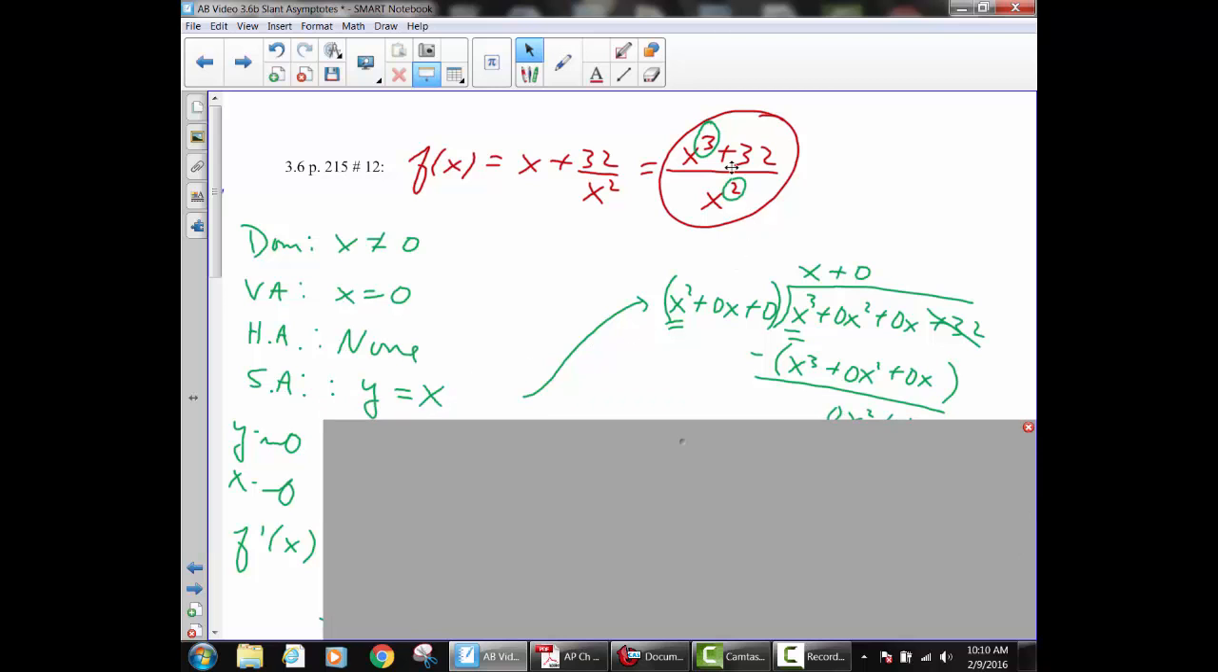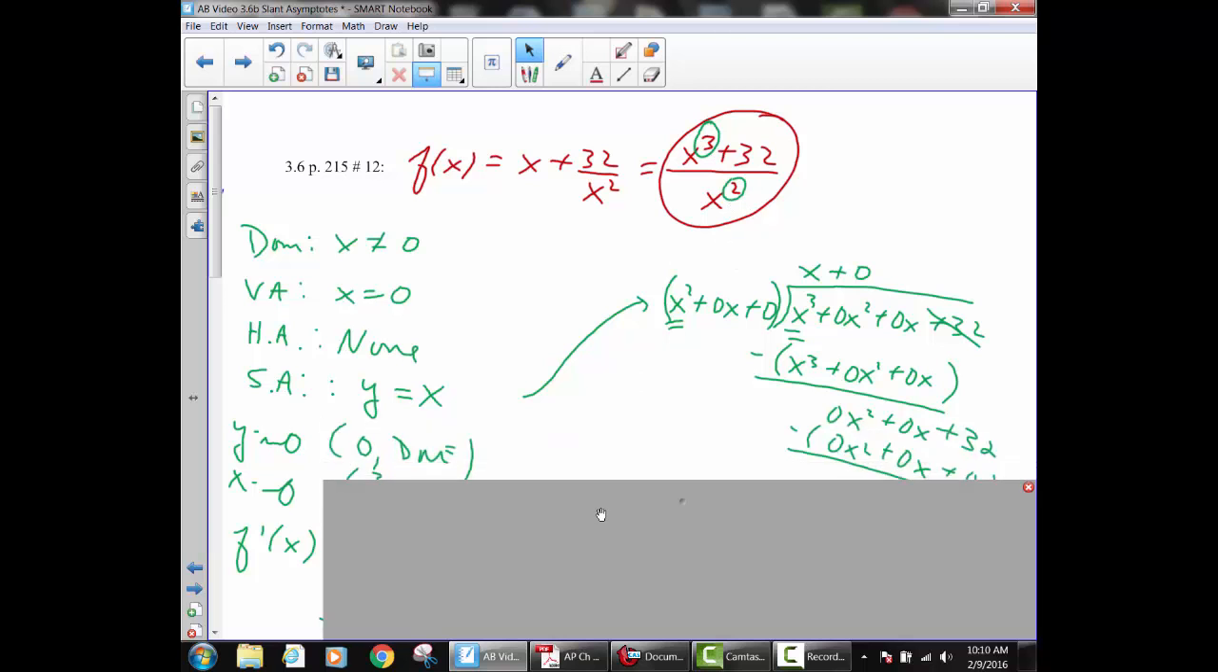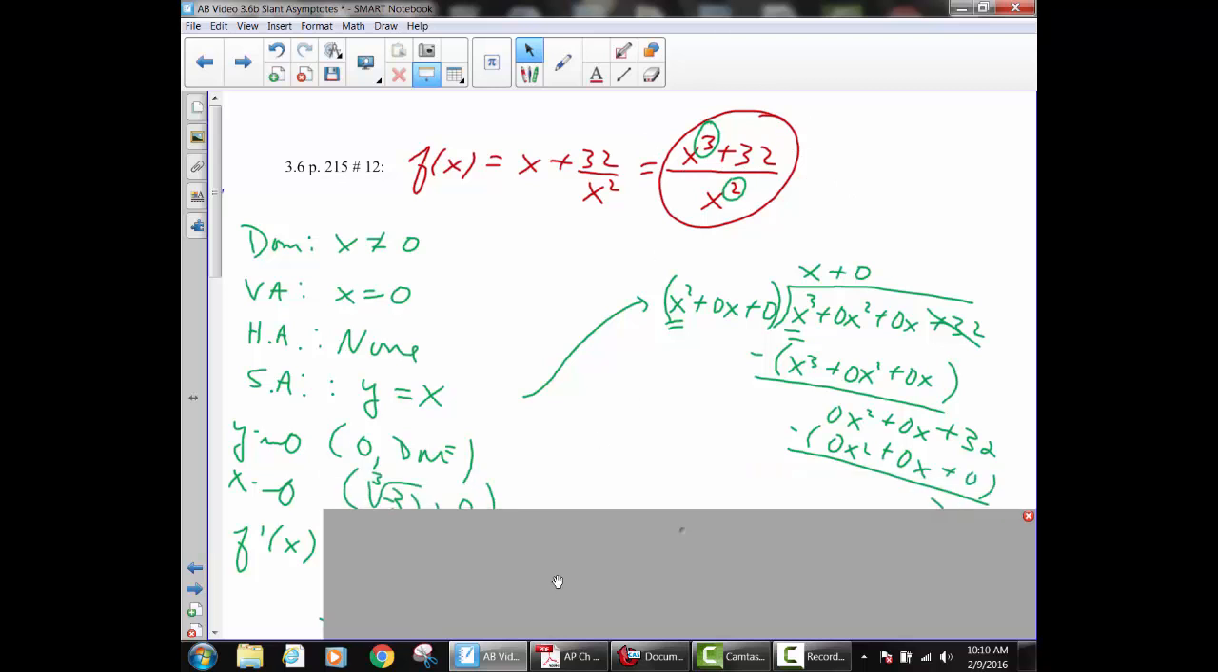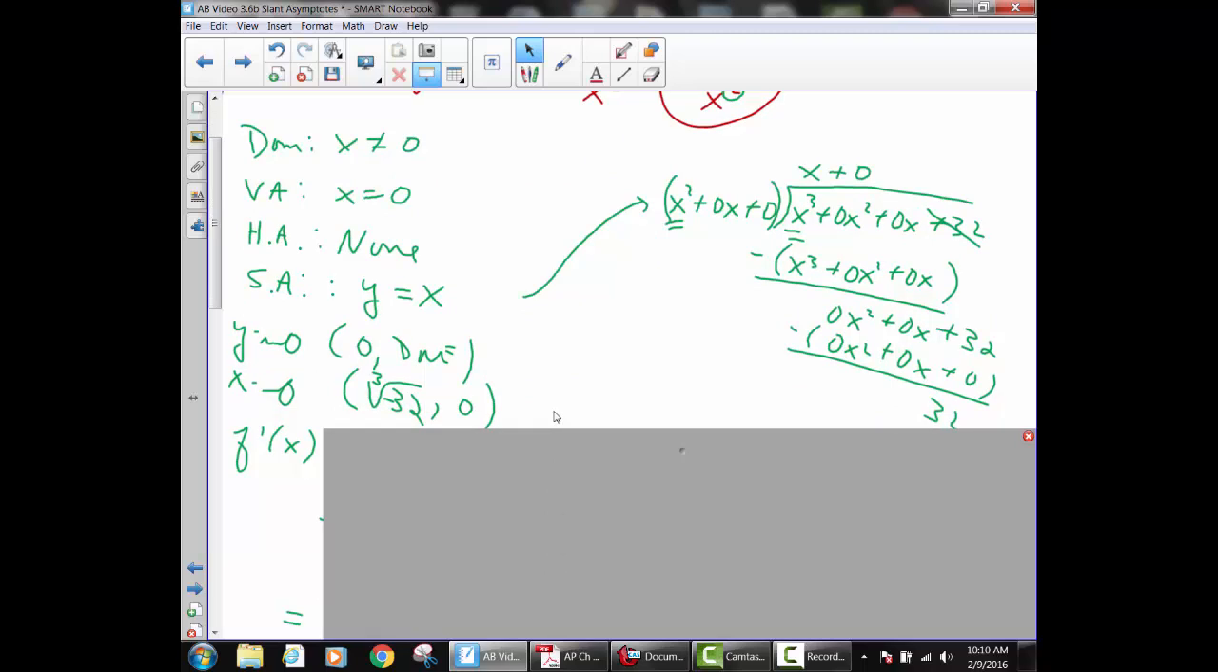Okay, the y-intercept means we replace x by 0. Of course, there'll be none because that'll give you a denominator of 0, and we already know that there's a vertical asymptote at 0. The x-intercept is where we replace y by 0, and a fraction is 0 when the numerator is 0, so that would be when x equals the cube root of negative 32, which does exist.